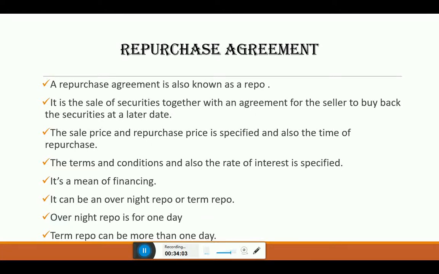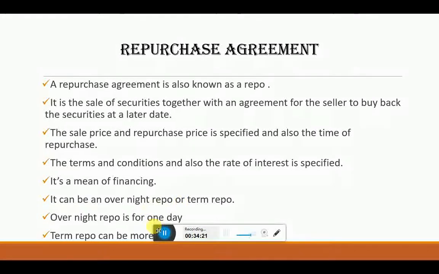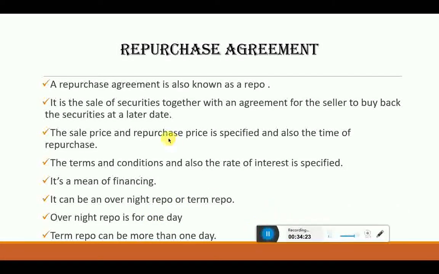For example, I have a financial security. Let's suppose I have a commercial paper. I want to sell it, but together with selling this commercial paper, I am giving a promise to repurchase it. This becomes a repurchase agreement. So this financial security has a sale price and a repurchase price. Basically, the repurchase price is higher than the sale price, and the difference between the sale price and the repurchase price is basically the profit of investing in the repurchase agreement.